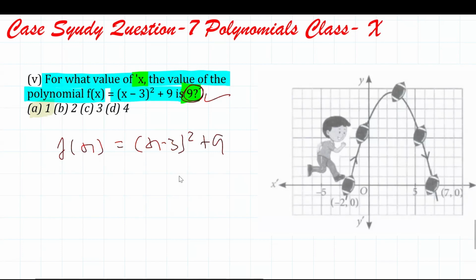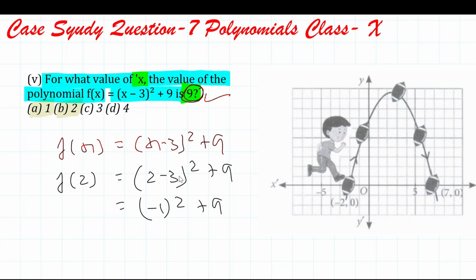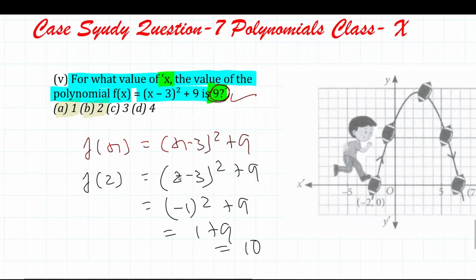Then we will choose the next option, that is 2. If I find f(2), wherever there is x, I'll replace it with 2, plus 9. So 2 minus 3 is minus 1, square, plus 9. This will give you 1 plus 9, which is 10, but not 9, as we are looking for 9. So this is also not correct.